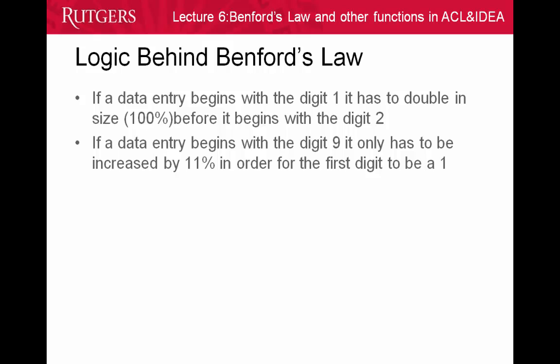However, if a data entry begins with the digit 9, it only has to be increased by 11% in order for the first digit to become 1. This is like an increase from 900 to 1000.